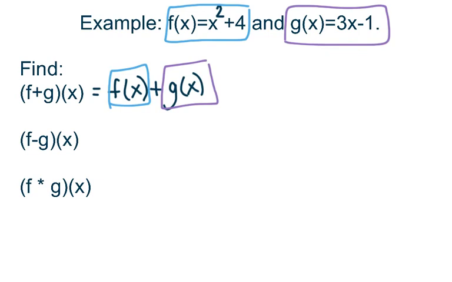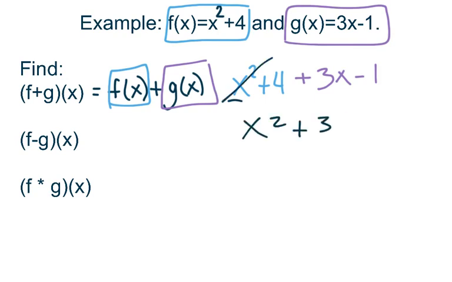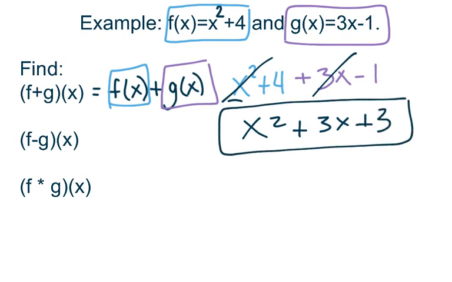So I'm going to add the 2 functions together. F of x is x squared plus 4. G of x is 3x minus 1. All I have to do is get my like terms together. This one's pretty nice. There's only 1x squared, check. There's only 3x, check. And then 4 minus 1 is positive 3. So there's my answer. And I'm going to erase this really quick.